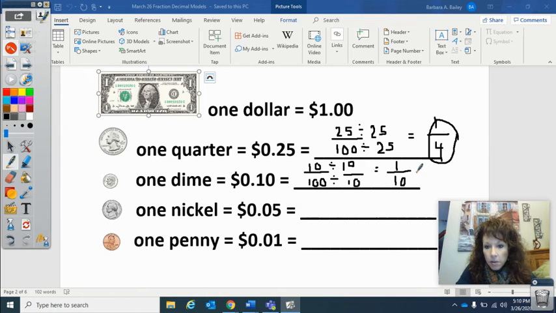Okay, so what I want you to do is try, and you can pause the video for a second, try the nickel, which is 5 hundredths, and the penny, which is 1/100th, on your own. I want you to try to write a fraction equivalent for the decimal, and then if you need to, simplify. I will give you a hint that one of these will need to be simplified.